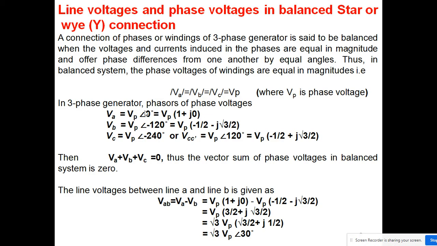Thus, in a balanced system, the phase voltages of the windings are equal in magnitude. So you can see the first coil, the second coil, and the third coil have equal phase voltage. Is it okay? Then I can write the phasor notation of the three-phase generator. We already have written this one. I can write it in terms of complex notation, this way and this way. And if you take the sum of all these, then it becomes equal to 0. So we can see the vector sum of the phase voltages in a balanced circuit is 0.